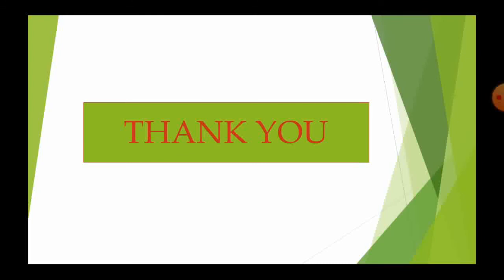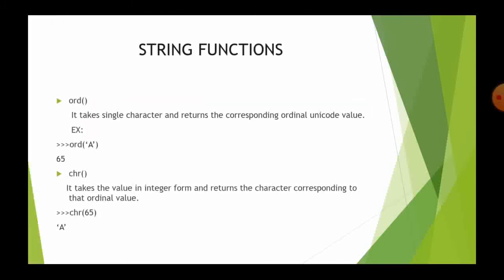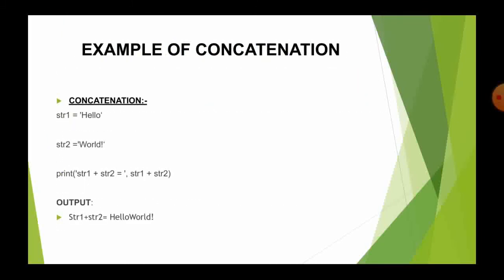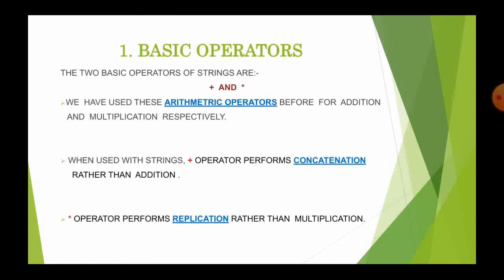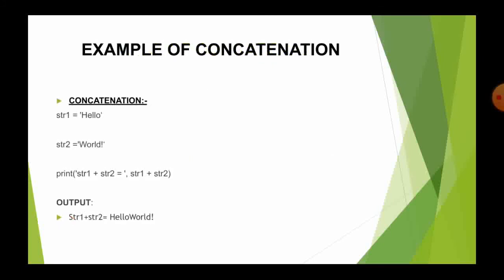What we have completed today is string manipulation. In string manipulation, there are three kinds of operators: basic operators, membership operators, and comparison operators. Basic operators means plus and multiplication. Plus is used for concatenating strings. The asterisk, multiplication, is used for replicating the string; it is the replication operator.